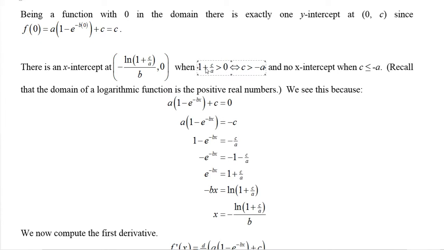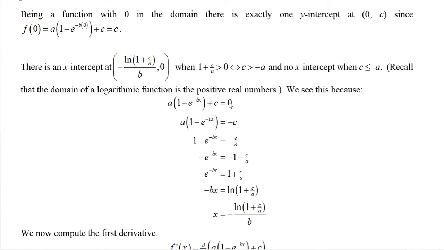Notice that happens exactly when, let's see, subtract 1 and multiply both sides by a. We get c is greater than minus a. And you don't have an x-intercept because that expression is undefined whenever c is less than or equal to negative a, because the domain of the logarithm is only positive. So the 1 plus c over a has to be positive. How did I get that expression?